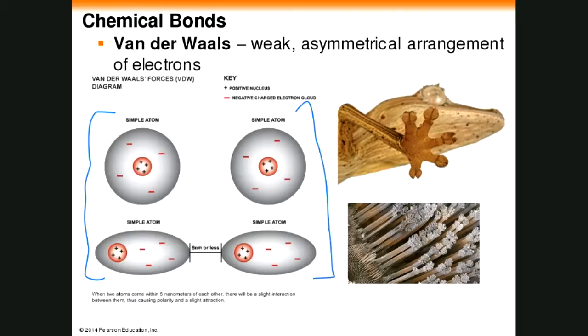This kind of bond is known as a van der Waals bond. It's a weak bond, and it comes about because of an asymmetry. All right, now, if you look at this picture right here, that'll help you with the asymmetry. Here's a simple atom on the left, a simple atom on the right. You got the protons in the middle, you got the electrons zipping around, everybody's balanced, everything is cool. That atom is neutrally charged.